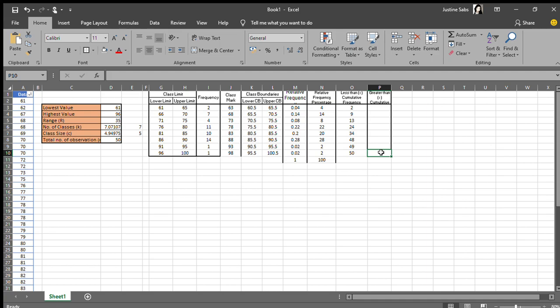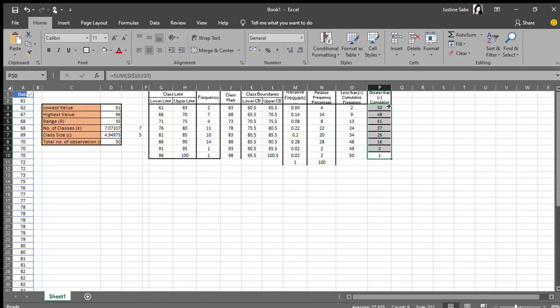Same formula, sum, then select the last class frequency, then colon, again. Then the first value we selected, the I-10, we put a dollar sign on it again. It will be our reference point in accumulation. Then close parentheses, and after that drag the formula upward.